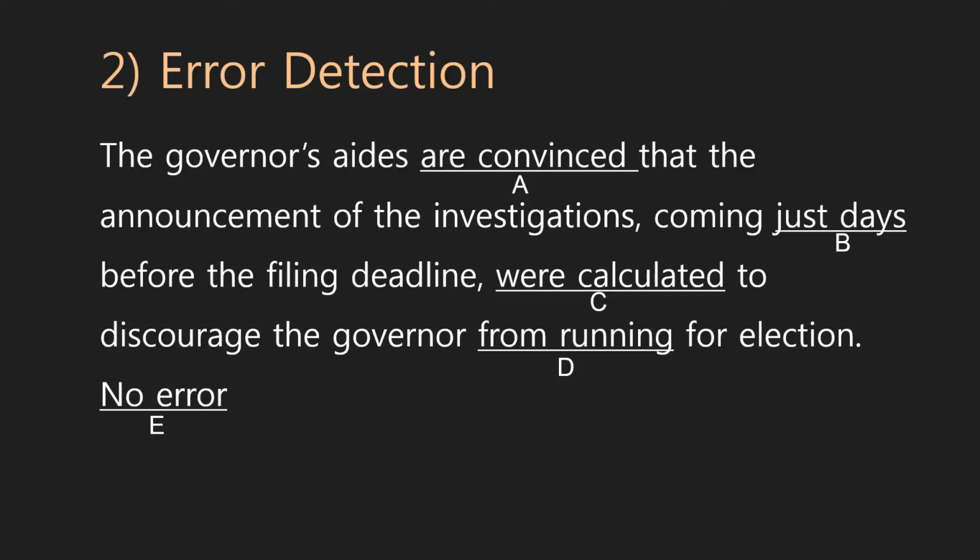One of the big dangers here is that a lot of people pick choices because they think, well, I wouldn't exactly say that. I might say it a different way. But that doesn't mean that it's an error. You can't just pick an answer choice because you would say it a different way. There has to be a clear problem with that choice. And of course, if there are no problems, then you should pick E, no error.